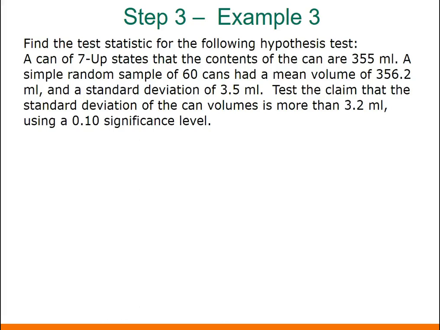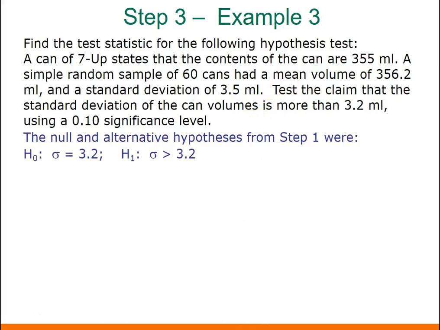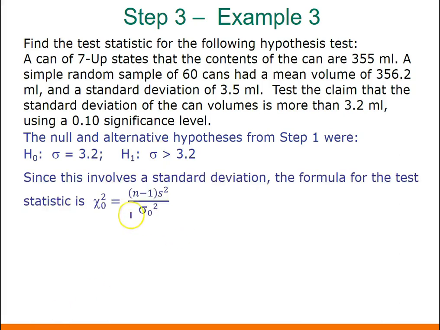Okay, one more example for this. This is our test for the standard deviation. So here are null and alternative hypotheses. This had a sigma in it, so we're going to use the formula for the test statistic for a standard deviation. Our sigma 0 comes from our hypotheses, so that's the 3.2. The S and the N both come from our sample data.